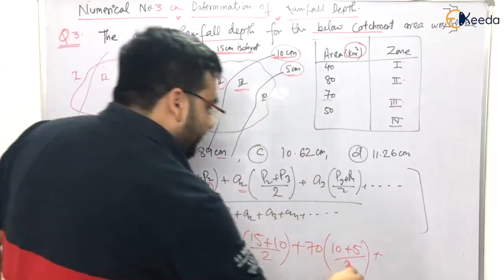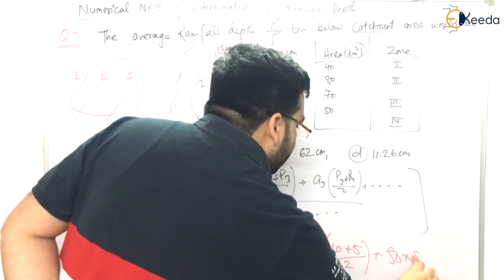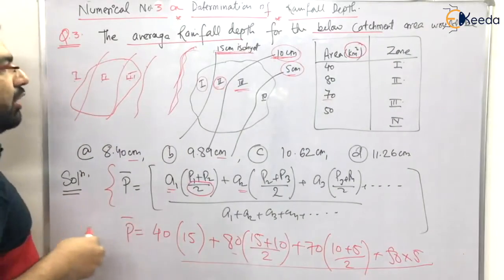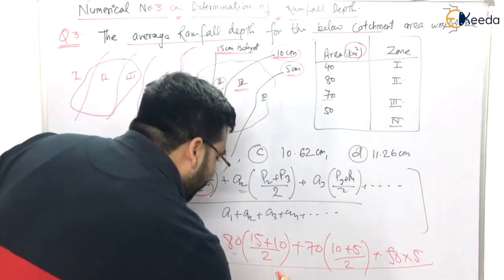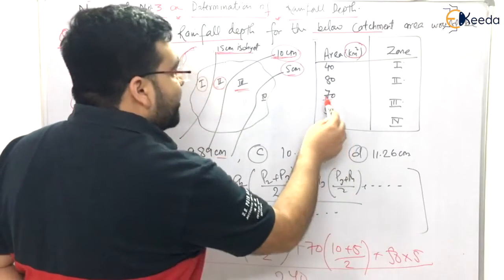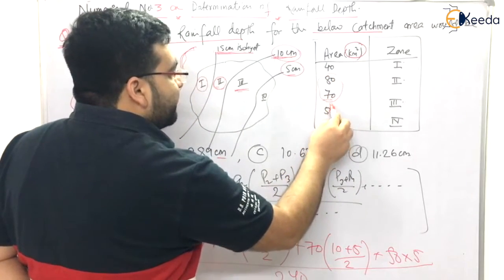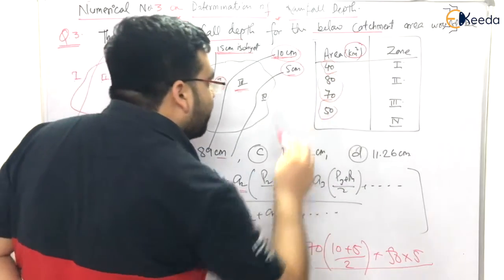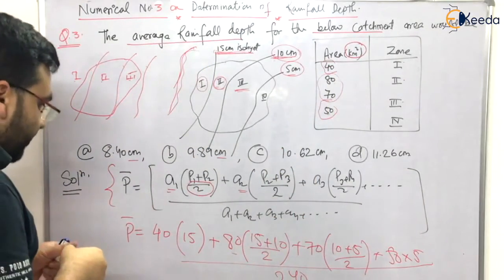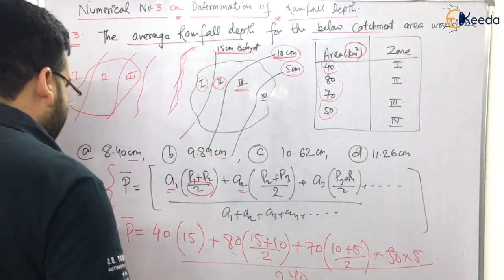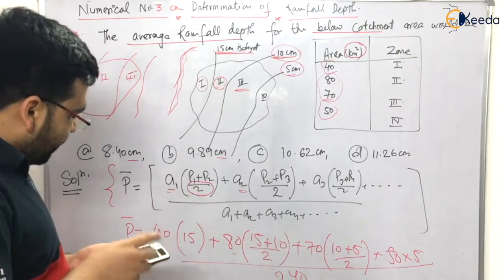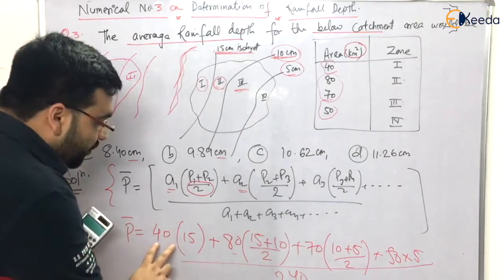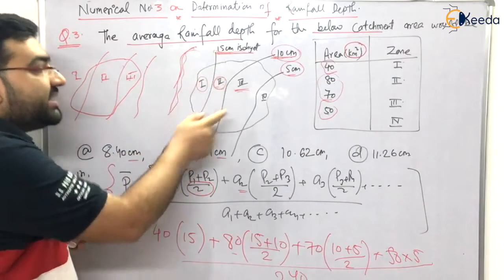So 50 into 5, divided by the total area. How much is the total area? 150 plus 50, 200, and plus 40, 240 kilometers square. Right? So how much would the answer be? Let me calculate how much it comes to. A lot of you would have already got the answer, right? That is why I have chosen this question, to make you understand what to do in these cases.